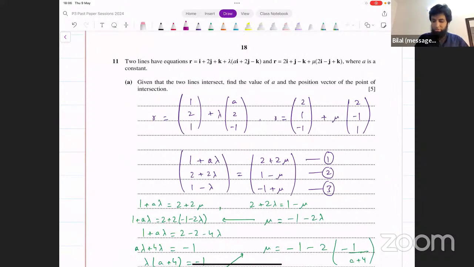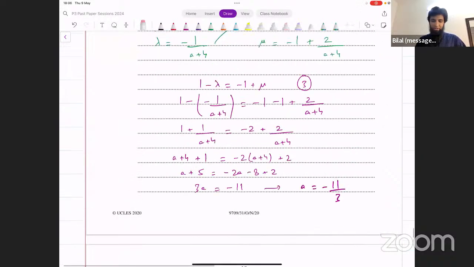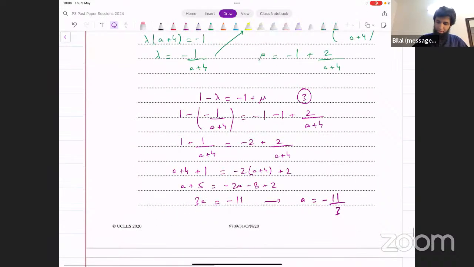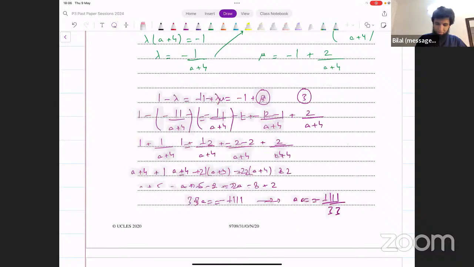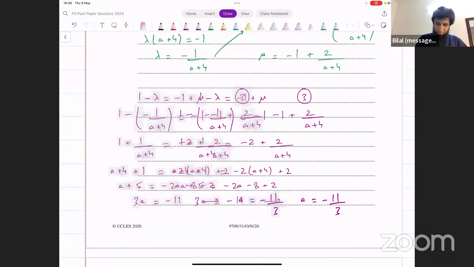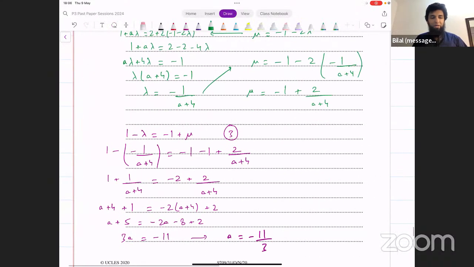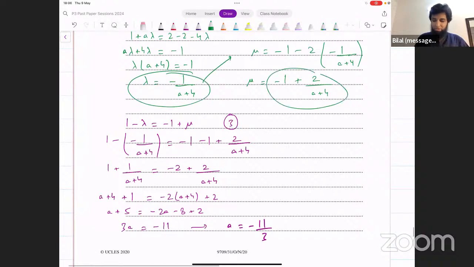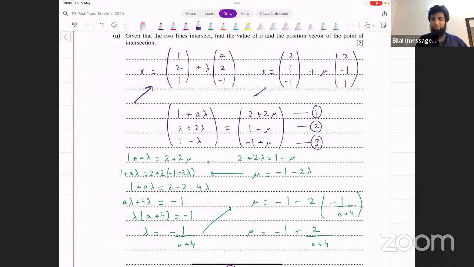Okay, now it also asks us to find the position vector of the point of intersection. How do you find the position vector of the point of intersection? Now that we know the value for a, we can find lambda and mu now as well. Lambda is this and mu is this. Find any of them and put that value of lambda or mu in either this equation or this equation. You will get the position vector of the point of intersection. All right, so that's what they want you to do now.